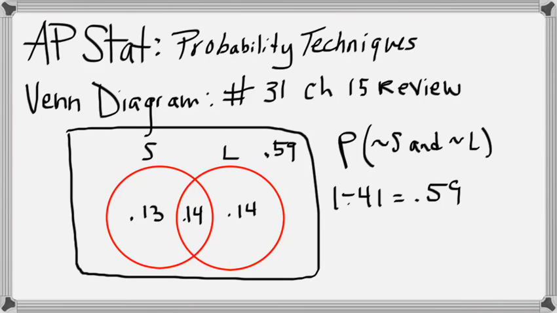Then I add all three numbers together, and I subtract from 1 to get what's outside the circles. That's a really important concept. You may not use all those, but at least you have an idea of how to get them all. In this case, what's the probability of not being a soccer player and not being a Latino? You add them all up, subtract it from 1, and it gives you 0.59. Questions?